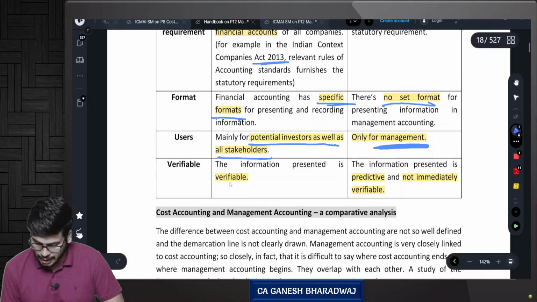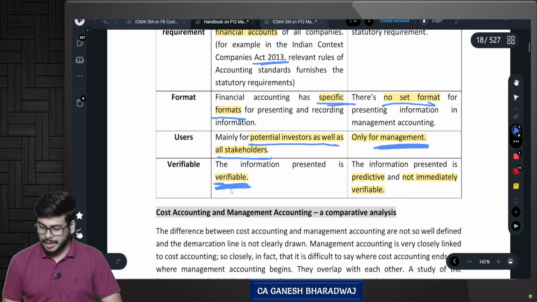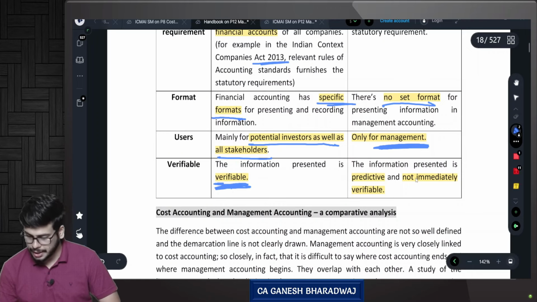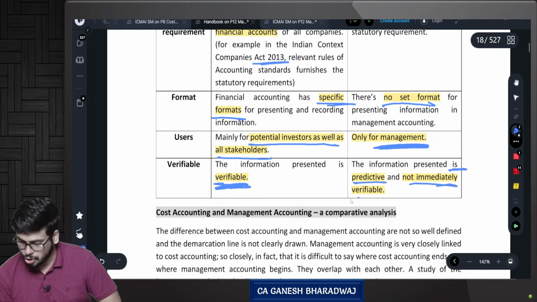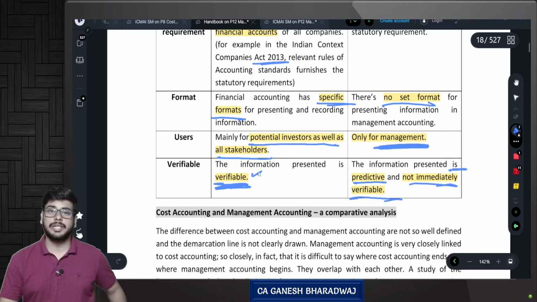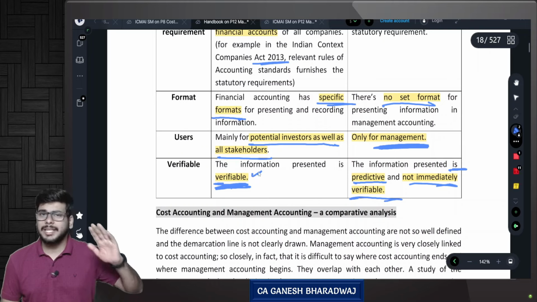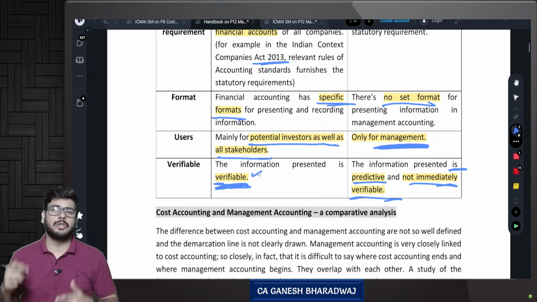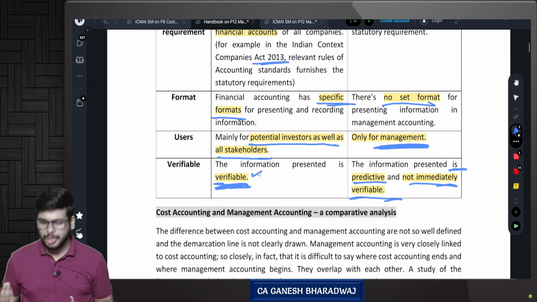Financial accounting data is verifiable, whereas management accounting data is predictive and not immediately verifiable. What do you mean by that? Financial accounting data gets audited, and it's past data you can verify. Suppose a sale of 5,000 rupees has happened. You can see the sale voucher and verify it, correct? Whereas in management accounting, you cannot verify.